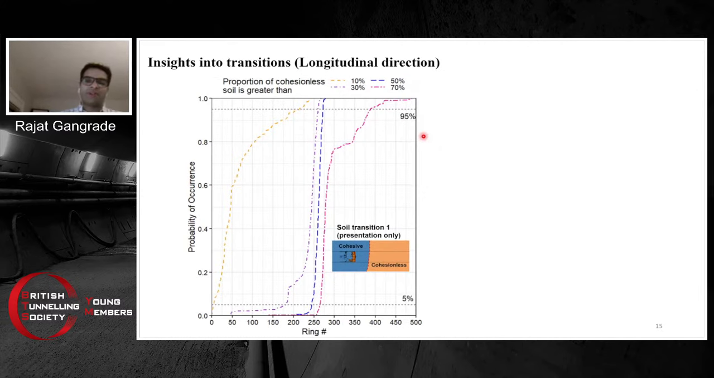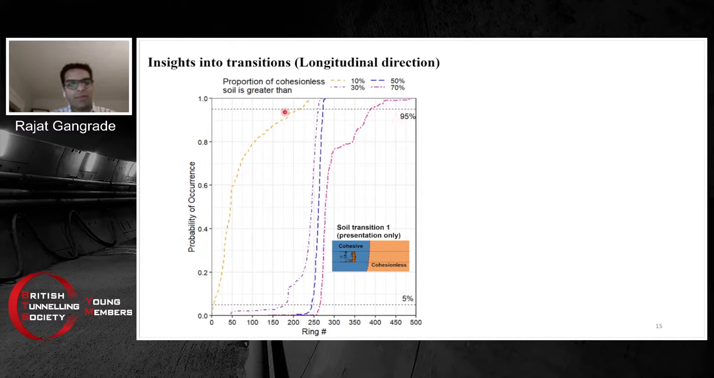So all those individual realizations are utilized for what I was talking about, a probabilistic tool: empirical cumulative distribution function curves. As we progress through the rings, what is the probability of occurrence of a particular soil type in proportions greater than 10%, 30%, 50%, 70%? Imagine we are going from cohesive soil to cohesionless soil, and we are looking at this 95% line.